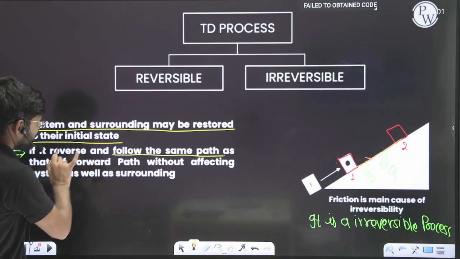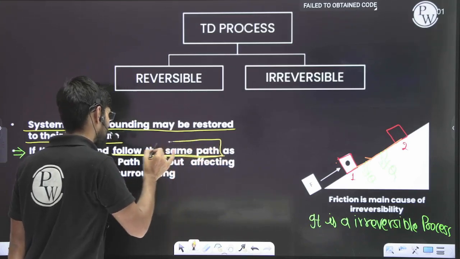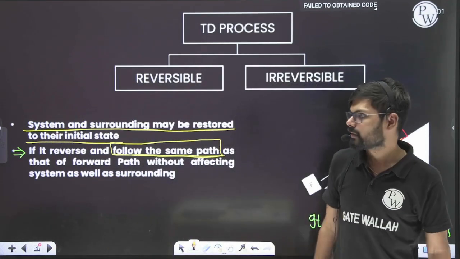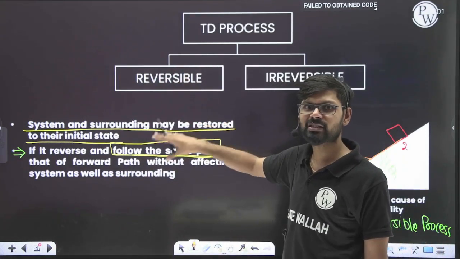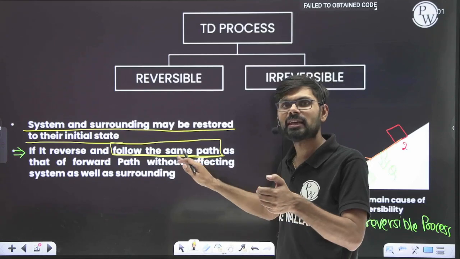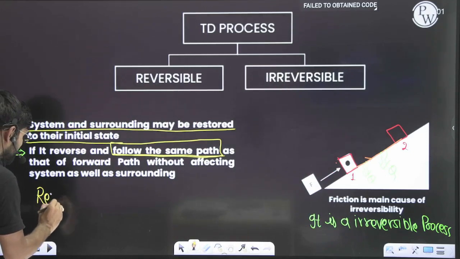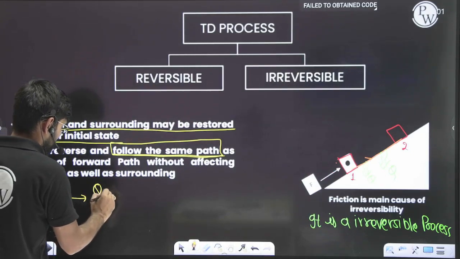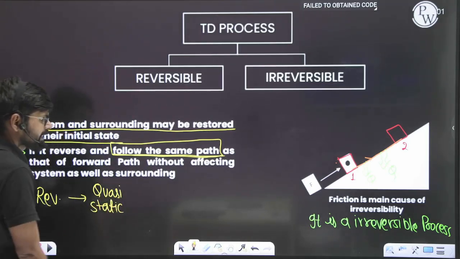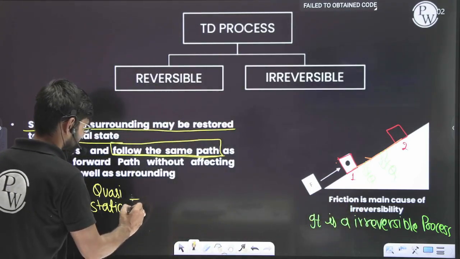If a reversible process is reversed, it follows the same path, and who will follow the same path? A quasi-static process. So one thing is clear here, my friend: a reversible process must be quasi-static, because only a quasi-static process will follow the same path when it is reversed. Correct? So one condition is clear: for being reversible, the process must be quasi-static, and at the same time it should be frictionless also. So, plus frictionless.